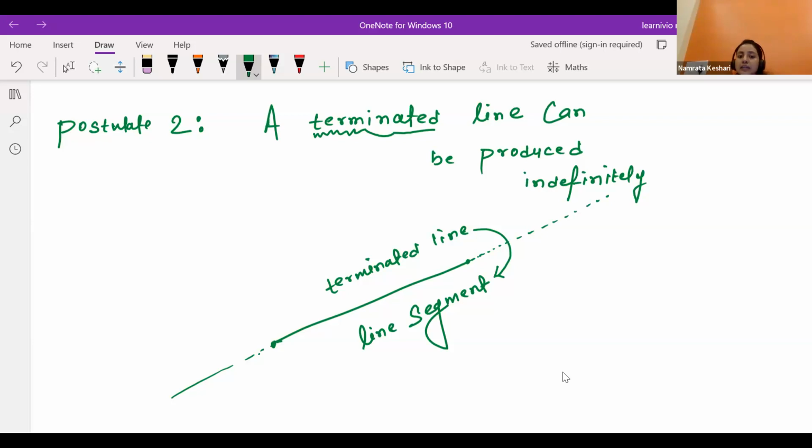A terminated line can be produced indefinitely. Terminated line is a line segment. Of course, we can extend this line segment in any direction. If you want to extend it from the left, extend it; if you want to extend it from the right, extend it, till infinity. That's what this postulate also says.